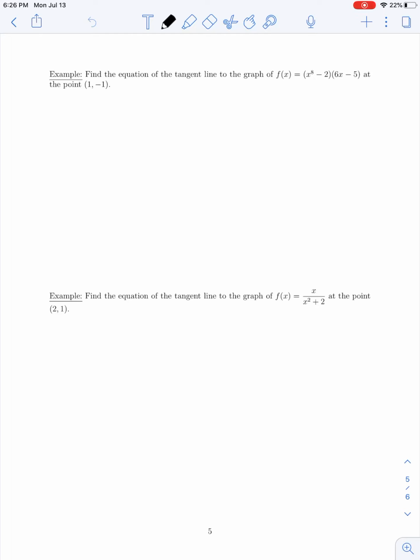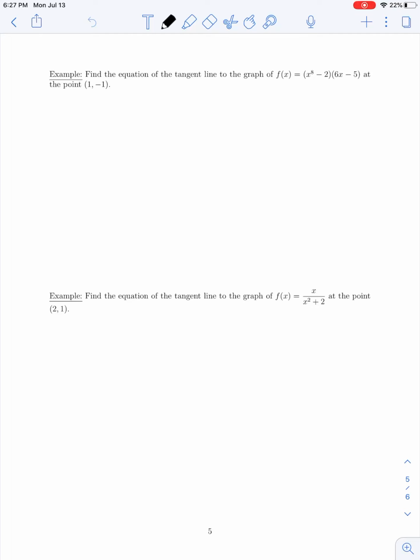But here's some simple applications similar to what we've already been considering, would be finding the equation of a tangent line to a curve at a given point. So let's look at some examples of this. In our first one, we are asked to find the equation of the tangent line to the graph of f of x equals x to the 8th minus 2 times 6x minus 5 at the point 1, negative 1.